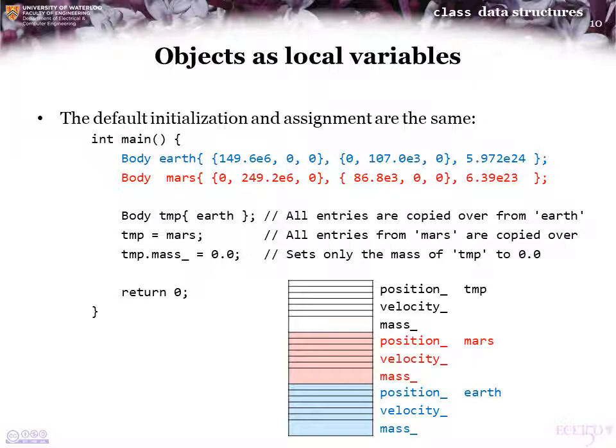Next, however, temp is declared to be an instance of a body, and it is being initialized with Earth. So what this does is, temp is an instance of body. It has 7 doubles, and Earth has 7 doubles that describe it. So each of the member variables and the values stored there will simply be copied up into temp. So temp is now a copy of the Earth.